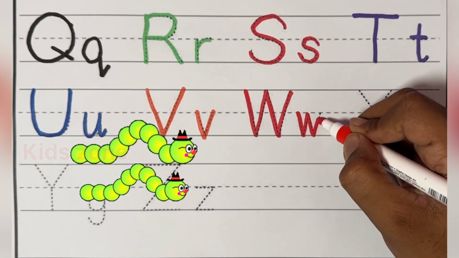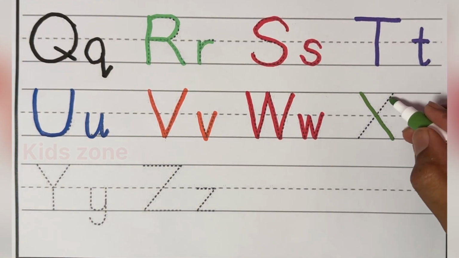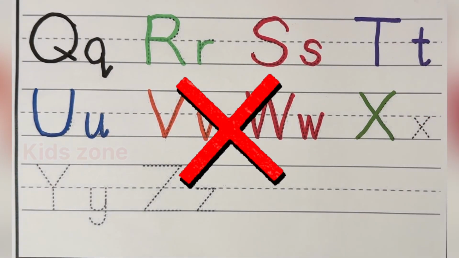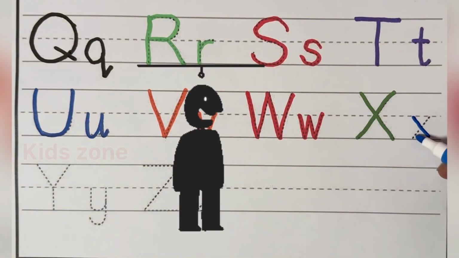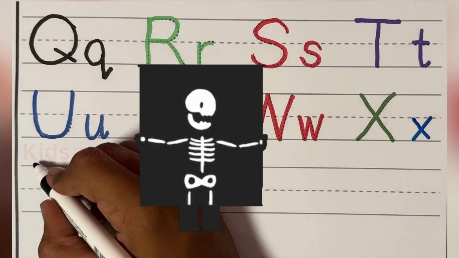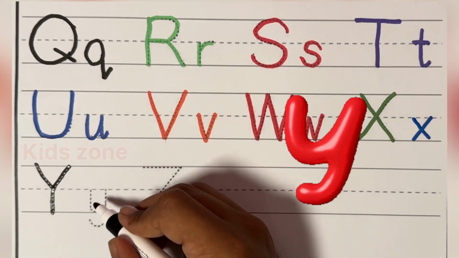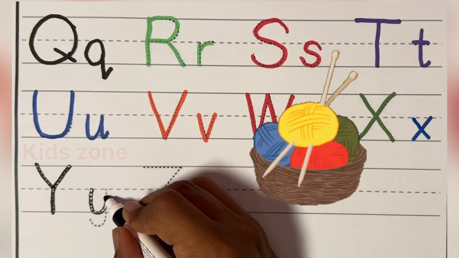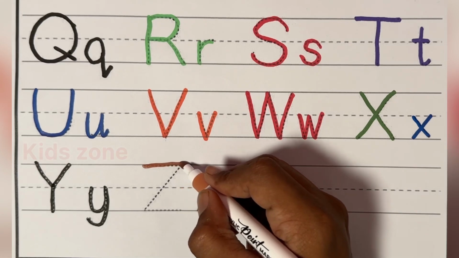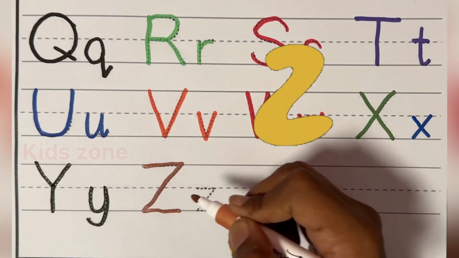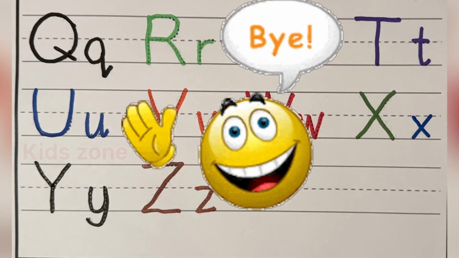W for worm. X for X-ray. Y for yarn. Z for zebra.